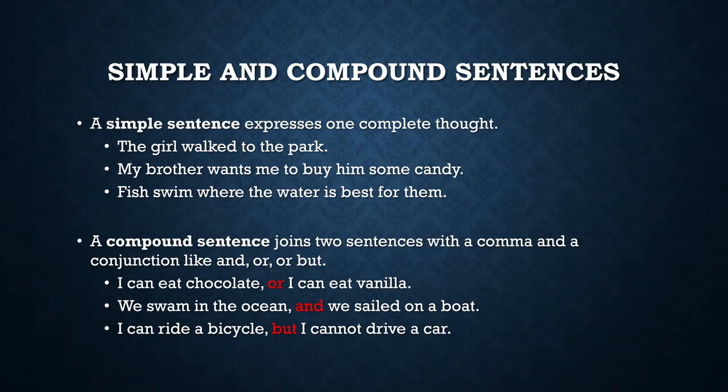But guess what happens when you put two sentences together? They make compound sentences. They join two sentences with a comma and a conjunction like and, or, but. They call these fanboys: for, and, nor, but, yet, so. I can eat chocolate or I can eat vanilla. We swam in the ocean and we sailed on a boat. I can ride a bicycle, but I cannot drive a car. Those are compound sentences joined with coordinating conjunctions.